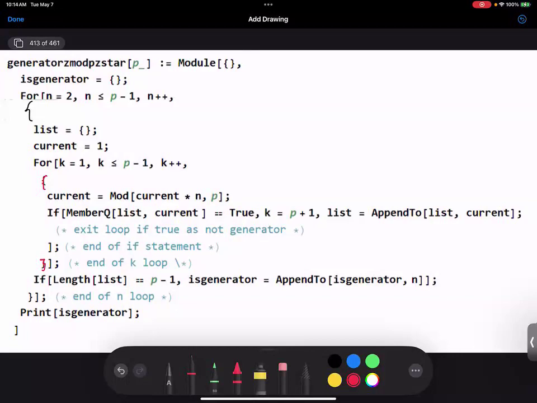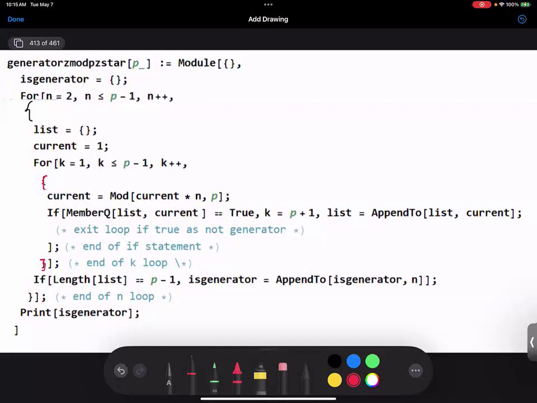And now I have an if then else statement in Mathematica. So I first check to see, is my current number in my list? And if the answer is true, then that means n cannot be a generator because all these numbers are not distinct. And so if n is not a generator, then I want to exit this loop. I don't want to keep computing once I know that n is not a generator. So I'm going to choose k to be p plus 1, larger than the upper bound for the for loop. So I'll immediately exit it and I won't waste time doing calculations that I don't need to do.